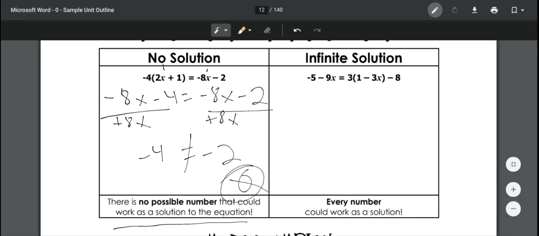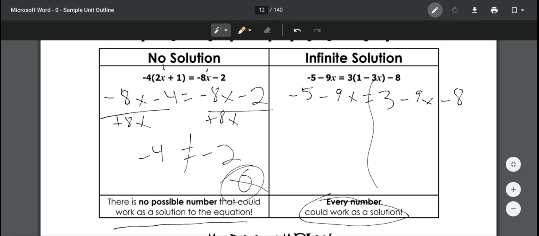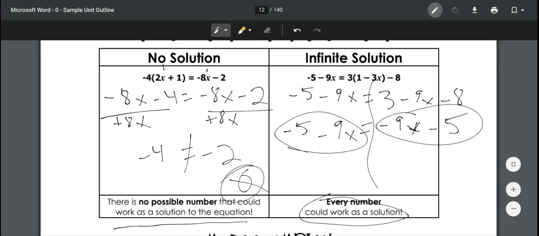Okay, and then there are sometimes where an equation has every single number working as a solution. So if we solve this, we have negative 5 minus 9x equals 3 minus 9x minus 8. If we simplify this side, we have negative 9x, and then 3 minus 8 is negative 5. And over here we have negative 5 minus 9x. So we can see that they're exactly the same on each side.